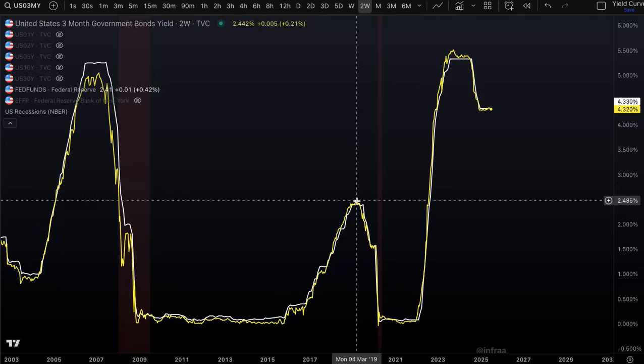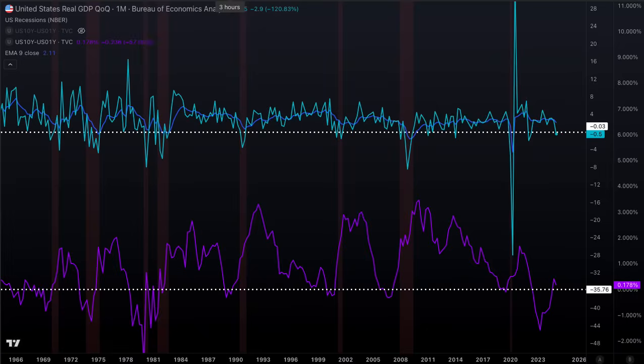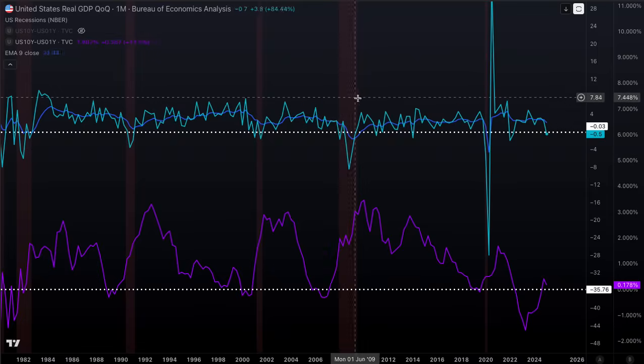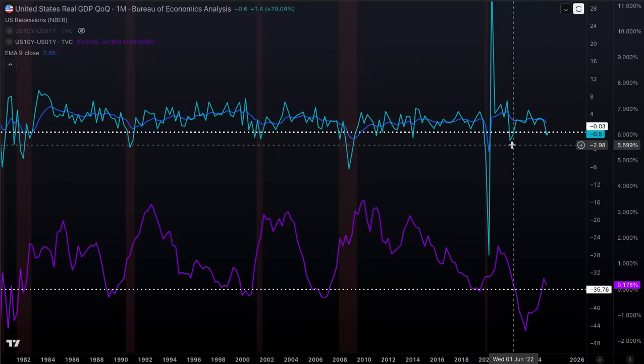Every hiking cycle causes a recession. Oh, I did want to point out one thing here. Here is real GDP on a quarter over quarter basis, and then a 9 EMA smoothing, just because you can tell there's a lot of noise. Here, I wanted to show those two consecutive quarters of negative GDP in March of 2022. And then again, it was ever so slightly negative in the summer of 2022.